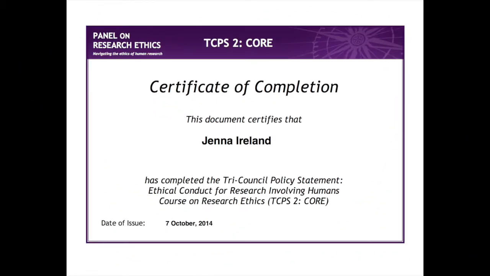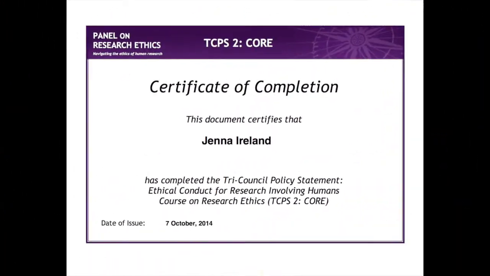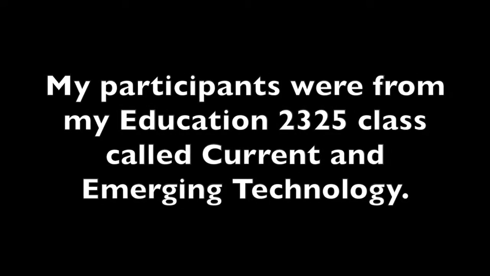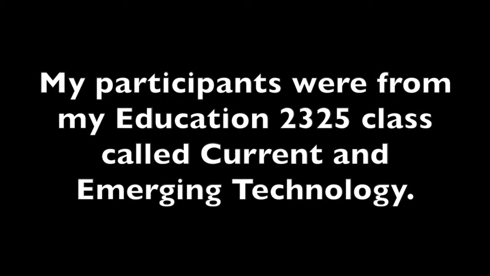For my research context section, I first completed an online tutorial of how to conduct ethical and safe research to protect my participants as well as their confidential information. Once I completed the online tutorial, my survey was sent through email to peers in my class. My participants in my survey were from my Education 2325 class called Current and Emerging Technology. I assured my participants that they would not be harmed and their information would be safe.